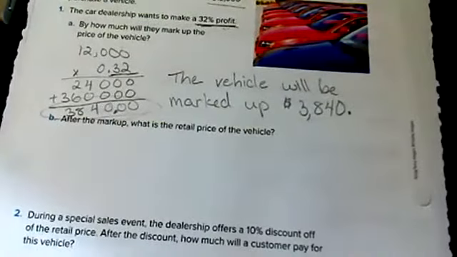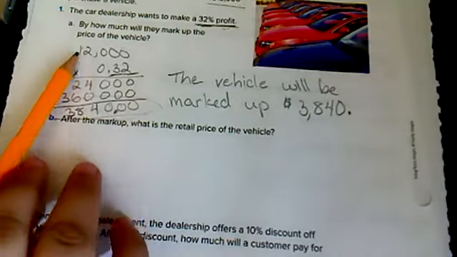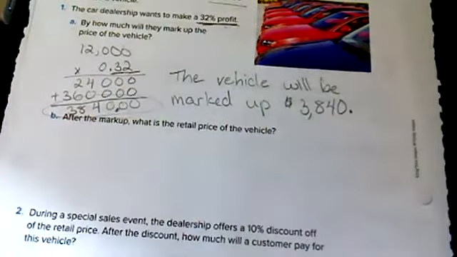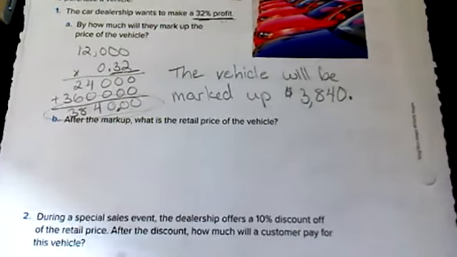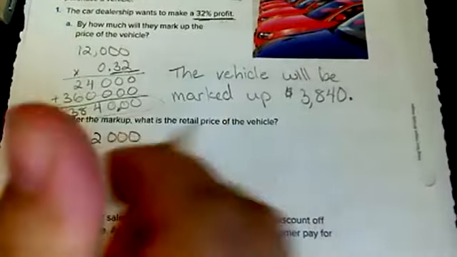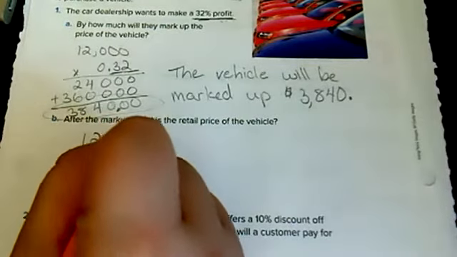Now let's look at part B. After the markup, what is the retail price of the vehicle? So we have to take our base price and add the markup to it to find the new total price of the vehicle. So we're gonna add 12,000 plus 3,840.